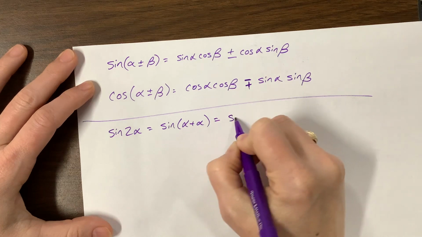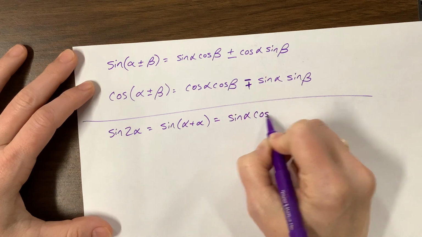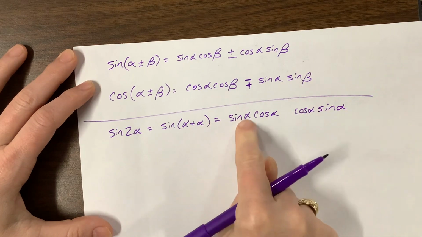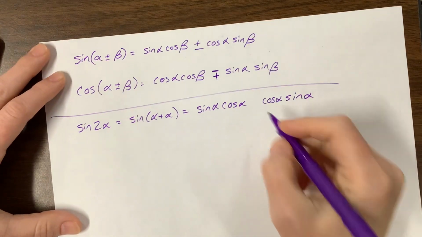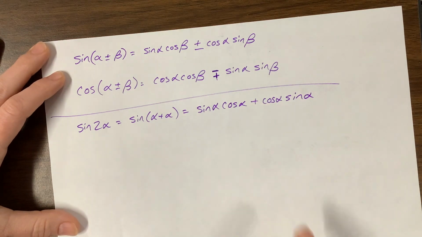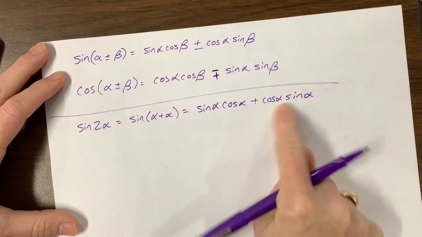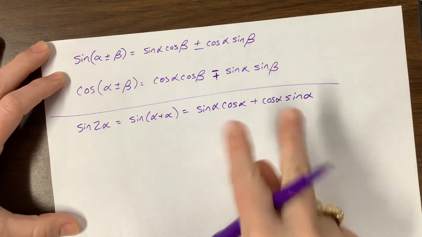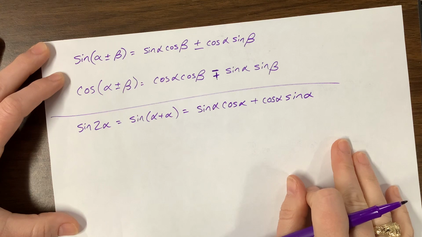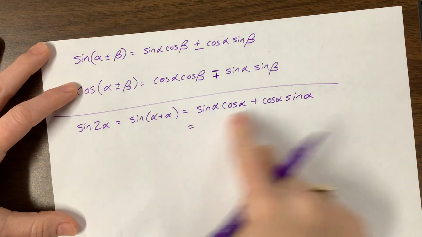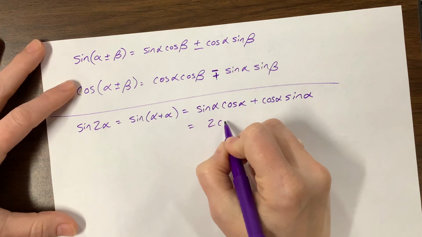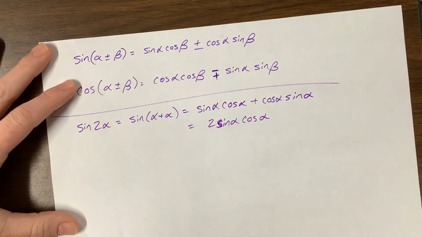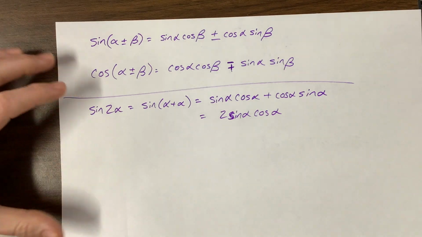So I can say sine alpha cosine alpha, then cosine alpha sine alpha, but these angles are the same everywhere I write them. It's the same sign. And you'll notice that sine alpha times cosine alpha is equivalent to cosine alpha times sine alpha. They're exactly the same. So this is equal to 2 sine alpha cosine alpha, or 2 sine theta cosine theta.